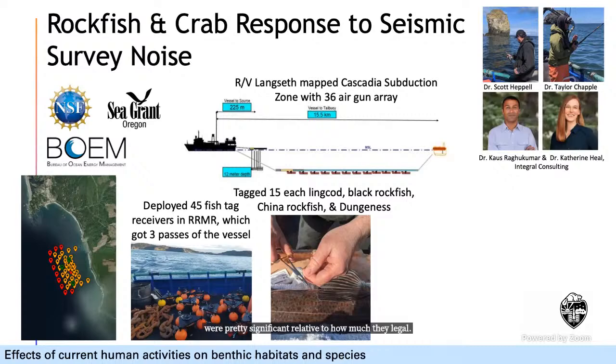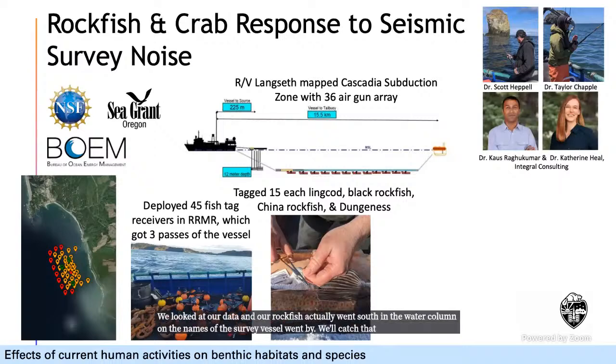The other thing we hypothesized with the black rockfish was that they would collapse to the bottom, which has been documented in other papers. Stress on rockfish goes to the bottom. We looked at our data, and our rockfish actually stayed up in the water column on the days the survey vessel went by. We thought, well, gosh, that's weird and it seems counterproductive.